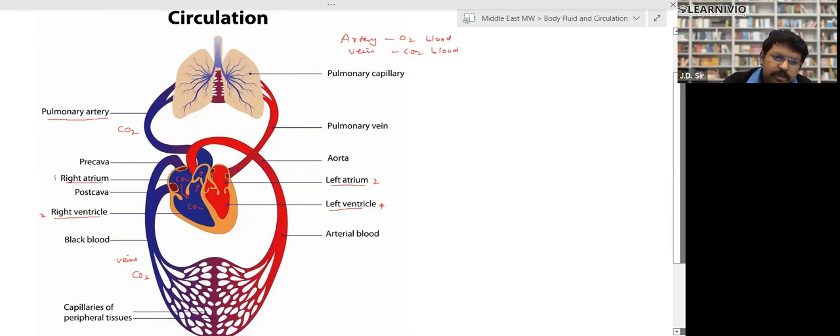Now, the deoxygenated blood, meaning carbon dioxide rich blood, reaches the lungs. It releases the carbon dioxide and takes up the oxygen, right? Again, what happens? The pulmonary vein is the only vein which carries oxygenated blood. The oxygen comes back and reaches over here.